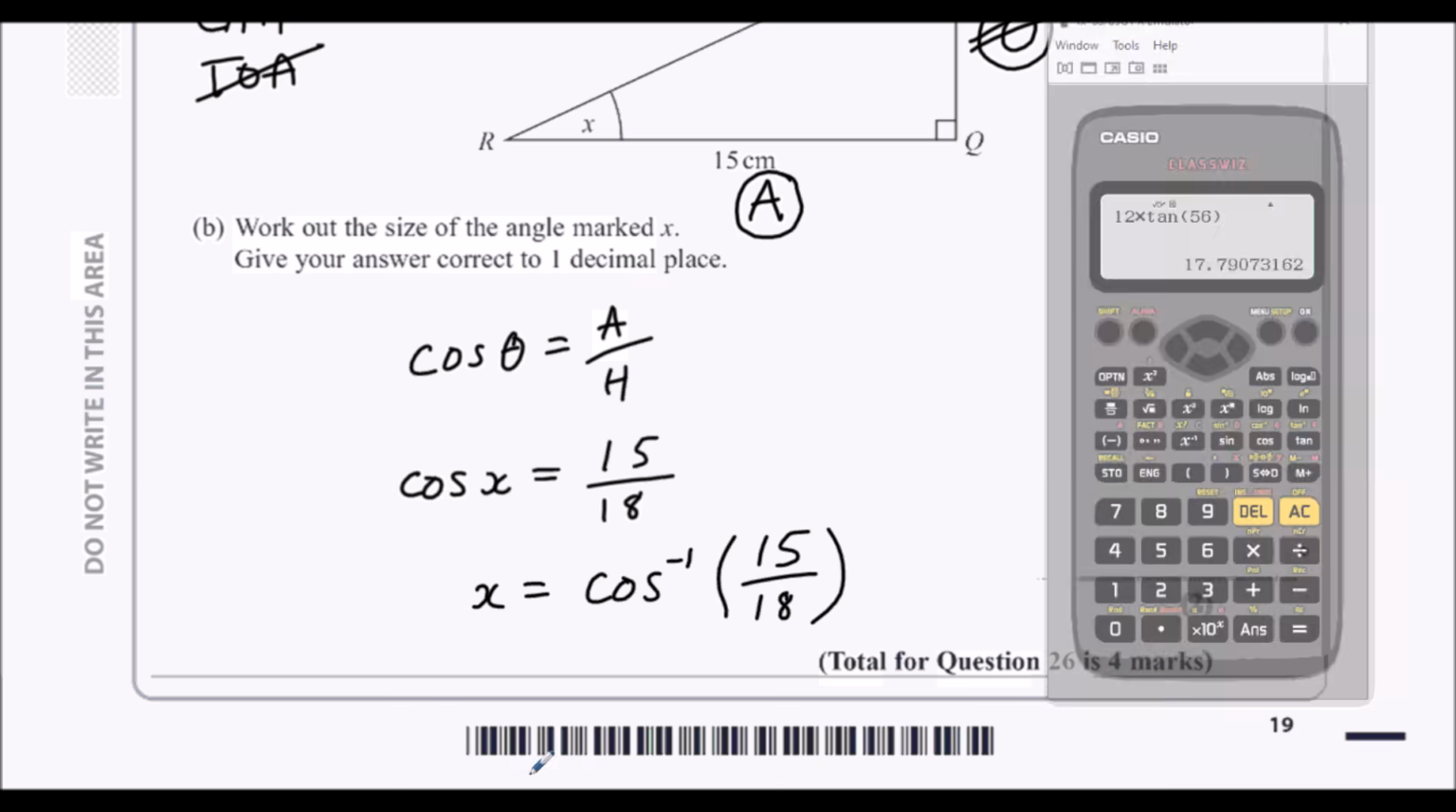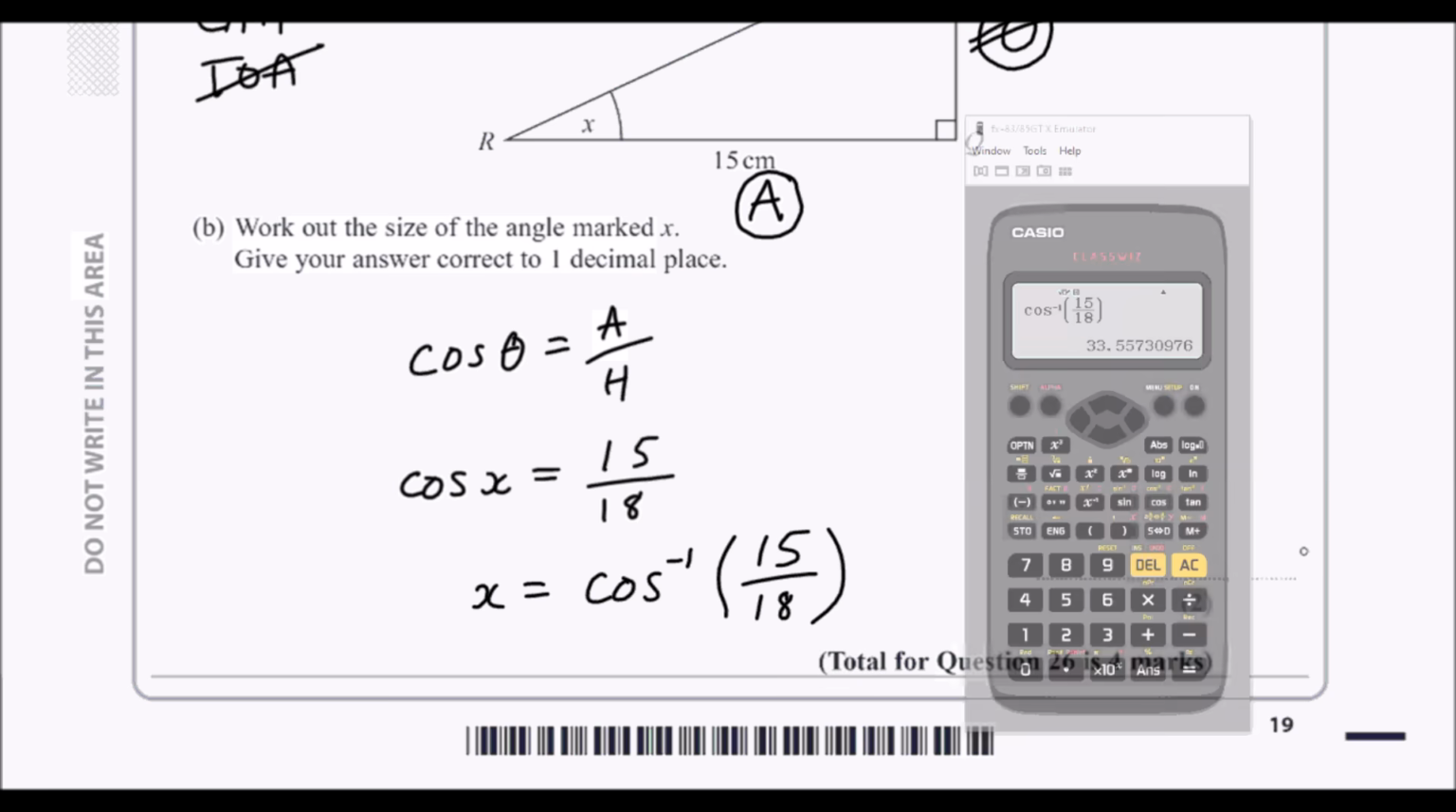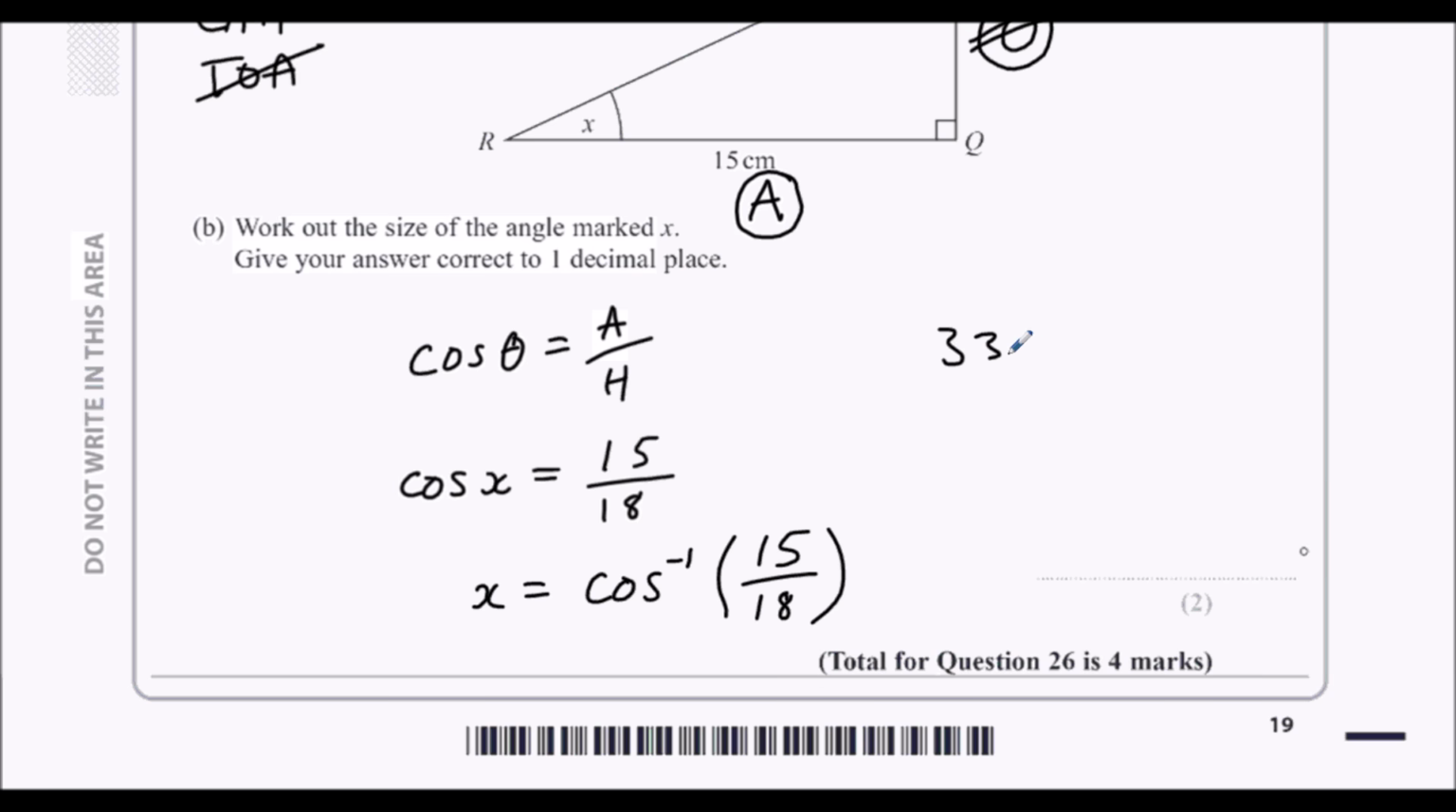So that's just a button on the calculator. Shift then cos. It brings up this cos minus 1, and it's 15 over 18, and press equals. So 33.557. So to one decimal place, 33.6.